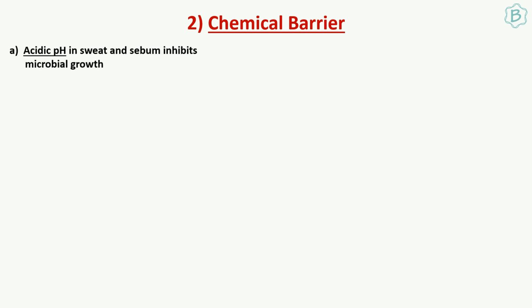So, the first type which comes under chemical barrier is acidic pH. Acidic pH is maintained in sweat, sebum, and it is also present in certain organs such as your stomach and the urogenital tract. Acidic pH would create a very unfavorable environment for the microbes, and this is why it would cause inhibition of further microbial growth.